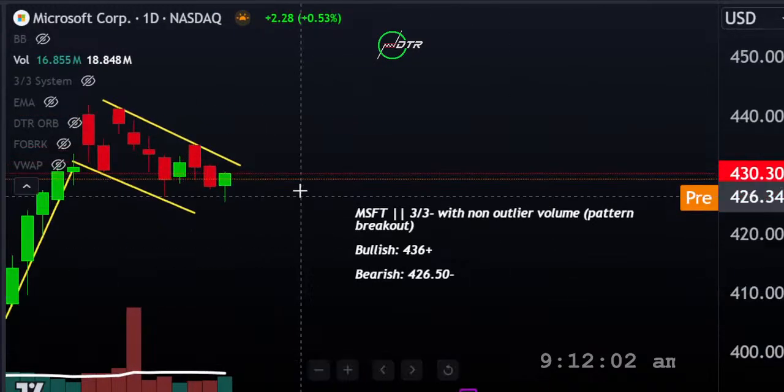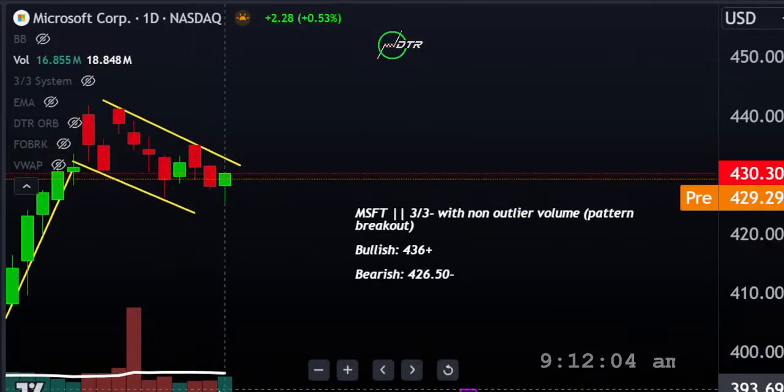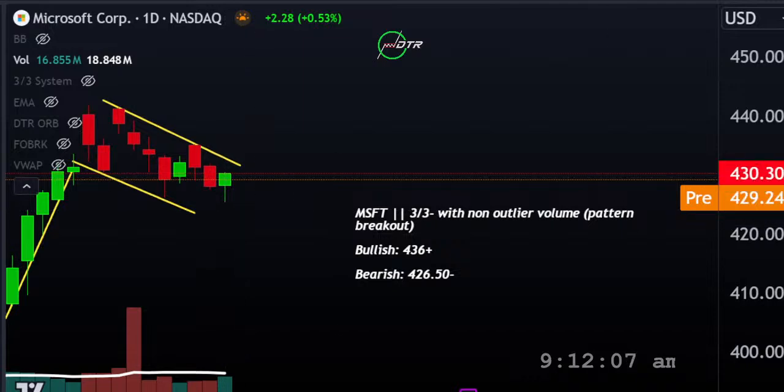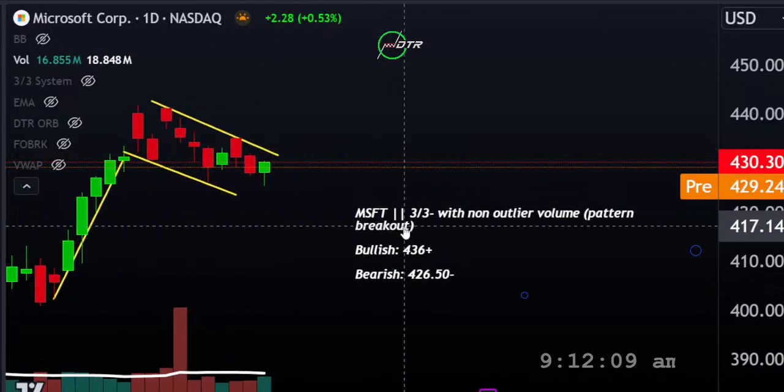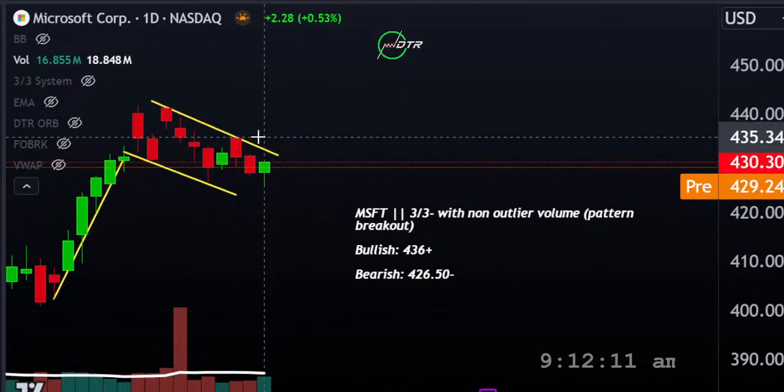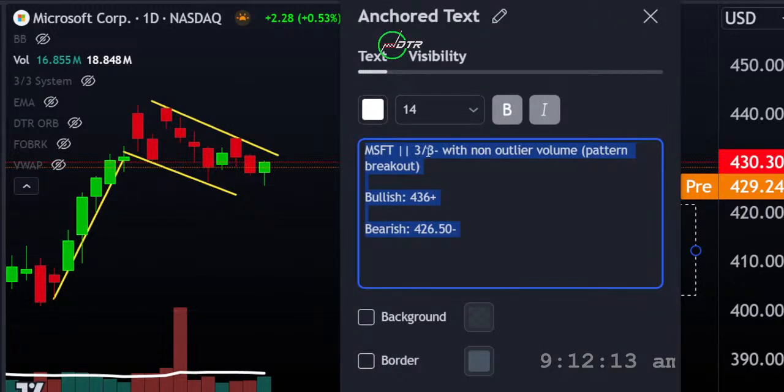Okay, Microsoft. Green candle, increasing volume, gap down, continuing to consolidate inside this channel. So not too much is going to be changing here.